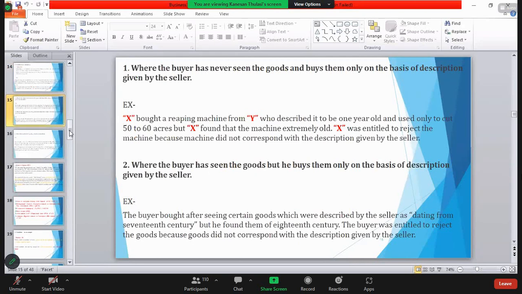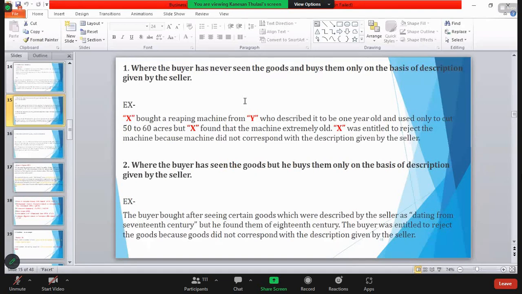Okay. So regarding this condition as to description, we can divide it into three. One is where the buyer has never seen the goods, and buys them only on the basis of the description given by the seller. There are such circumstances. Say you need to buy a washing machine, but in your home or your relatives' homes, no one has ever used one. You have no idea or knowledge about washing machines. This is the time you go to the shop to buy one.